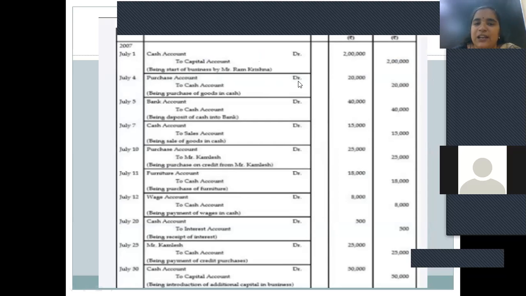So goods account is debited or purchase account is debited, and we are giving cash. So cash is going out. So to cash account means cash account is credited. Okay. So purchase account debit, why? Because goods are purchased and they are coming into the business. So debit what comes in, credit what goes out. Cash is going out, goods are coming in. So below you write being purchase of goods in cash.